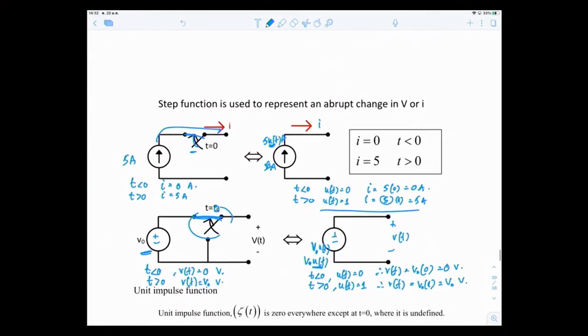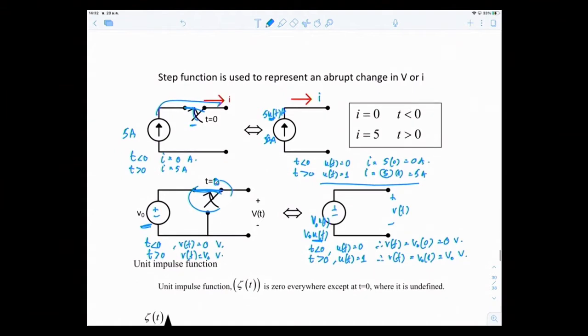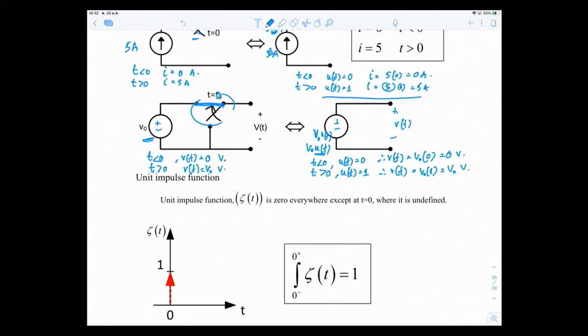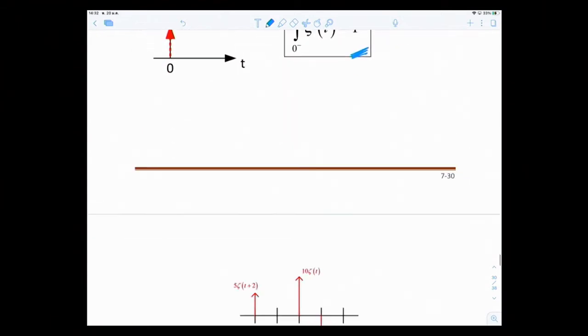Okay. Well, another one that you may need later on in electrical engineering courses is the unit impulse function. Pretty much it's 0 everywhere except at t equal to 0, where it's undefined, and this is the definition of the unit impulse function. Okay, another one is the ramp.